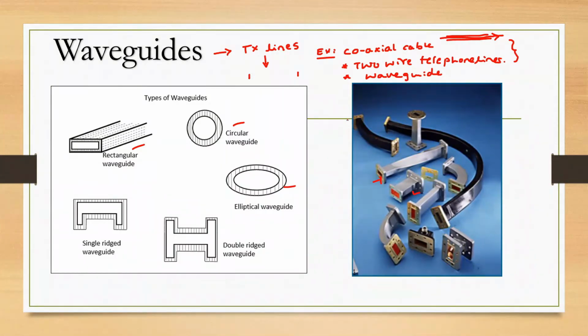So how does the signal pass? The signal passes through multiple reflections through the surface of the waveguide. That's why these waveguides are completely different from the coaxial cable and other types of transmission lines, and they are particularly used for microwave signal transmission.